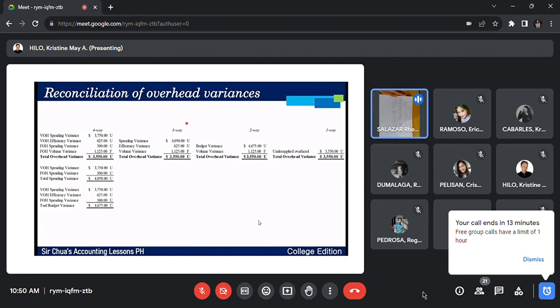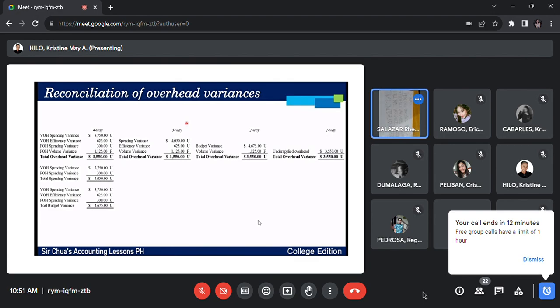So when we say total, the variable spending variance of 3,750, the variable overhead efficiency variance of 625, plus the fixed overhead spending variance of 300. When we add them all, that is our total budget variance, 4,675 unfavorable.